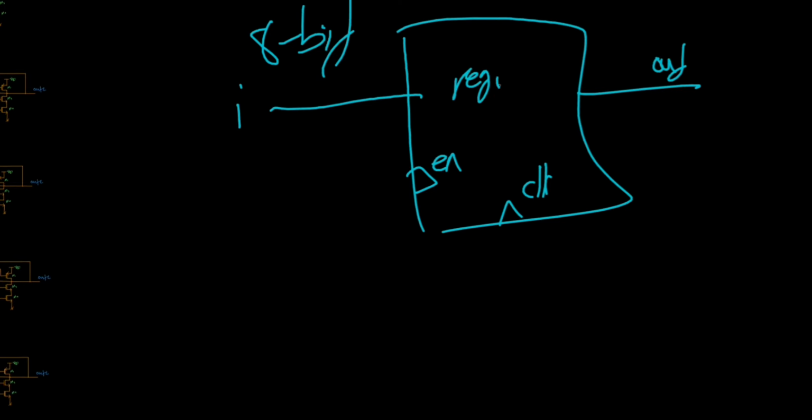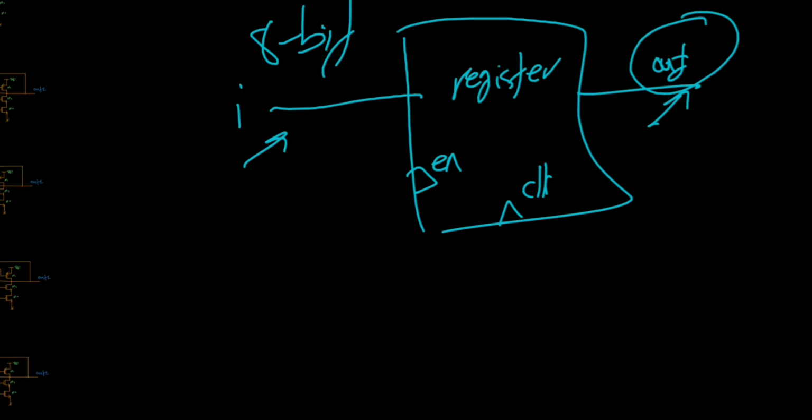And the behavior of this 8-bit register is that when any one of the En or Cl is equal to 0, then this register would remember its previous value. The changes of the I wouldn't affect the out wire, and we say the register is always remembering its last value when either of En or Cl is equal to 0. But when both En and Cl are equal to 1, then whatever we write at the I would appear on the output.